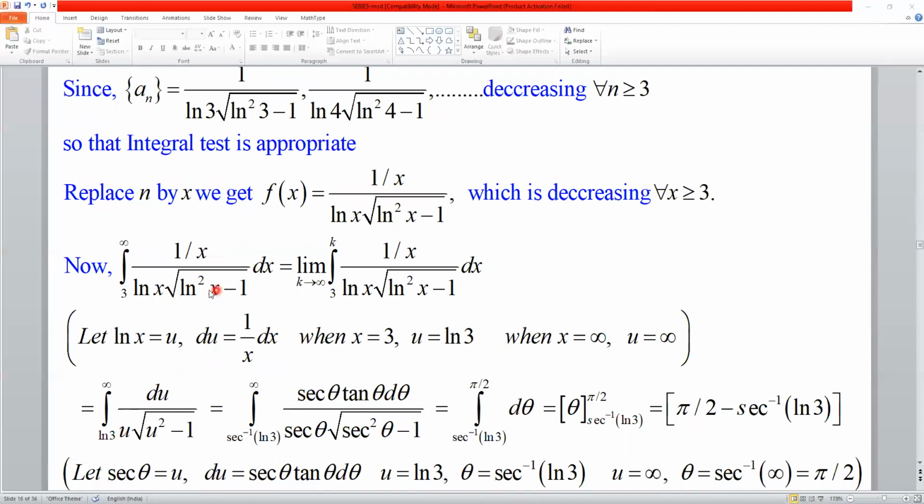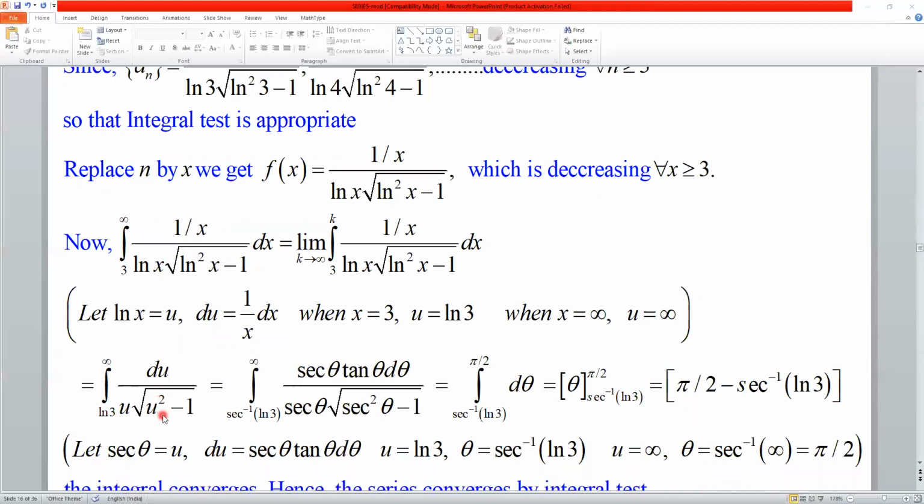Square root of log x nothing but u square minus 1. So that whole integral becomes like this here. Again I have to integrate, so again I have taken the substitution u is equal to secant theta. What is du? du is equal to secant theta tan theta d theta.